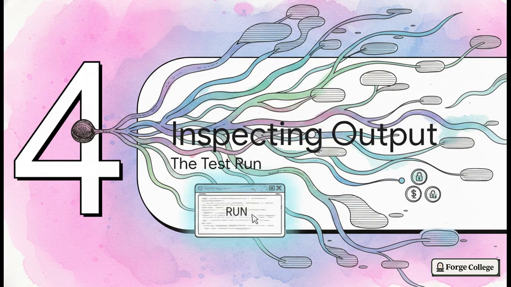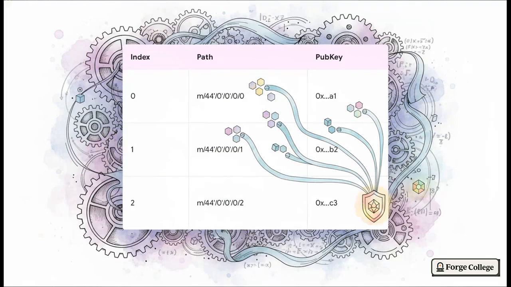On to section 4, inspecting the final output. It's time for the test run. Okay, the code is written. It is time to hit run in our terminal and witness that magic moment where one single seed expands into multiple distinct branches. Just look at this beautifully predictable output log.